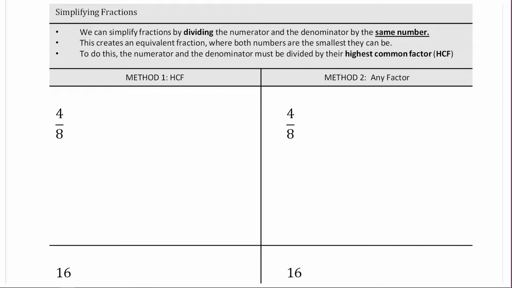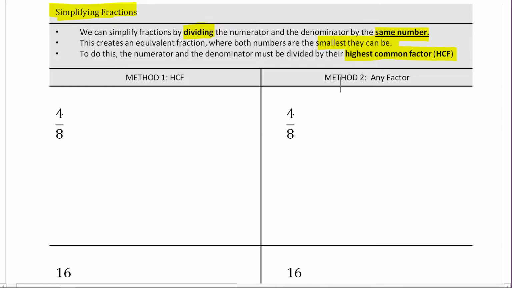We're now going to talk about simplifying fractions, and this is a very important skill, so let's go through it slowly. So simplifying fractions. We can simplify fractions by dividing the numerator and denominator by the same number. This creates an equivalent fraction where both numbers are the smallest they can be. To do this, the numerator and denominator must be divided by their highest common factor.